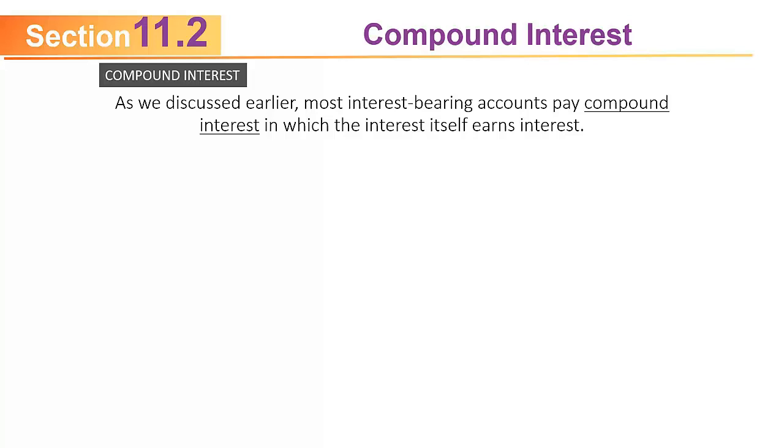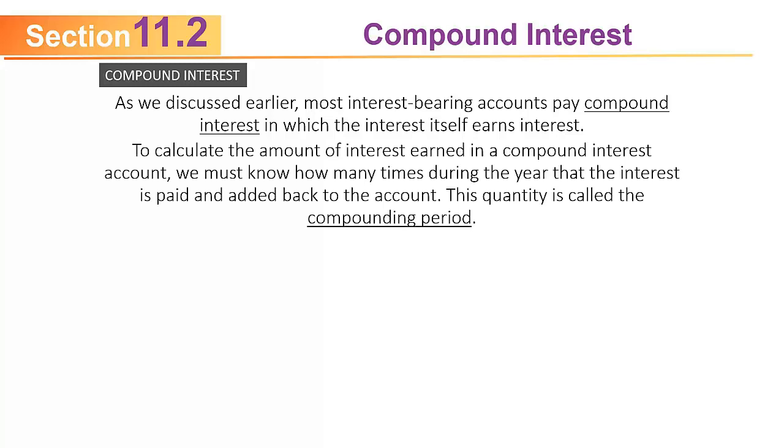Most interest-bearing accounts pay compound interest rather than simple interest. There are cases where simple interest comes into play. In terms of common consumer transactions, you will almost always be dealing with compound interest, where the interest itself earns interest or charges you interest if you're talking about a loan. To calculate the amount of interest earned in a compound interest account, we have to know how many times during the year that the interest is paid back and added to the account. That quantity is called the compounding period.